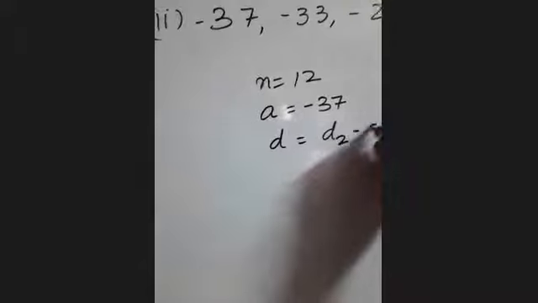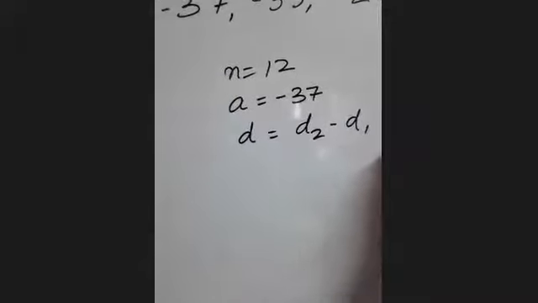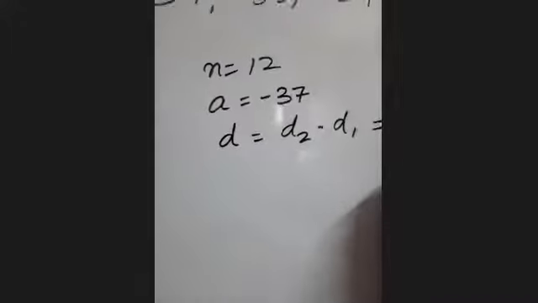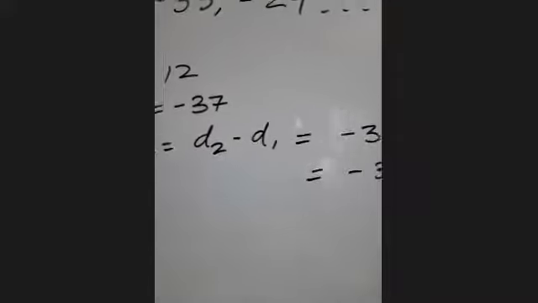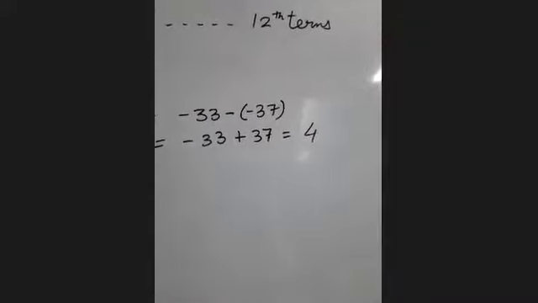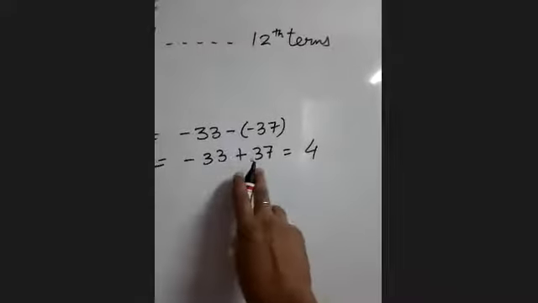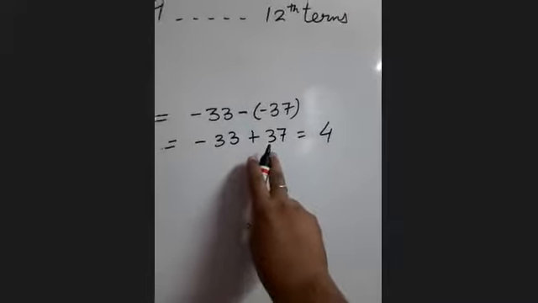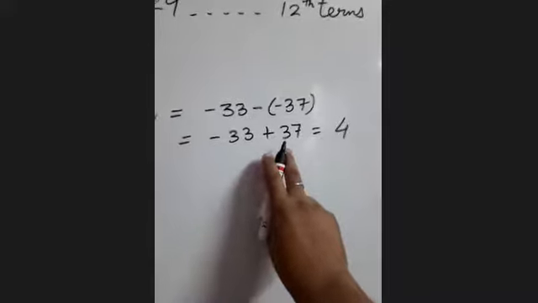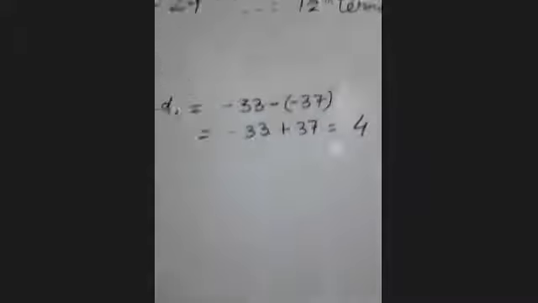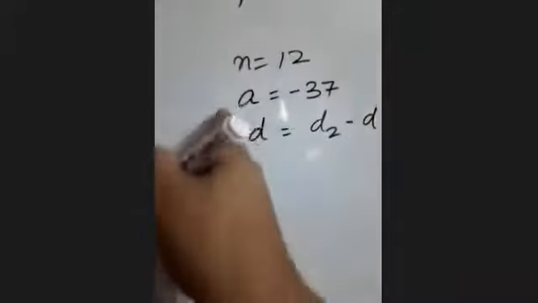D is D2 minus D1. So that will be minus 33 minus (minus 37). It will be minus 33 and plus 37. So the difference will be plus 4, not minus 4, because 37 is the larger number than 33, and the sign of the larger number is always there when we have subtraction. Okay, got it? Yes, sir.